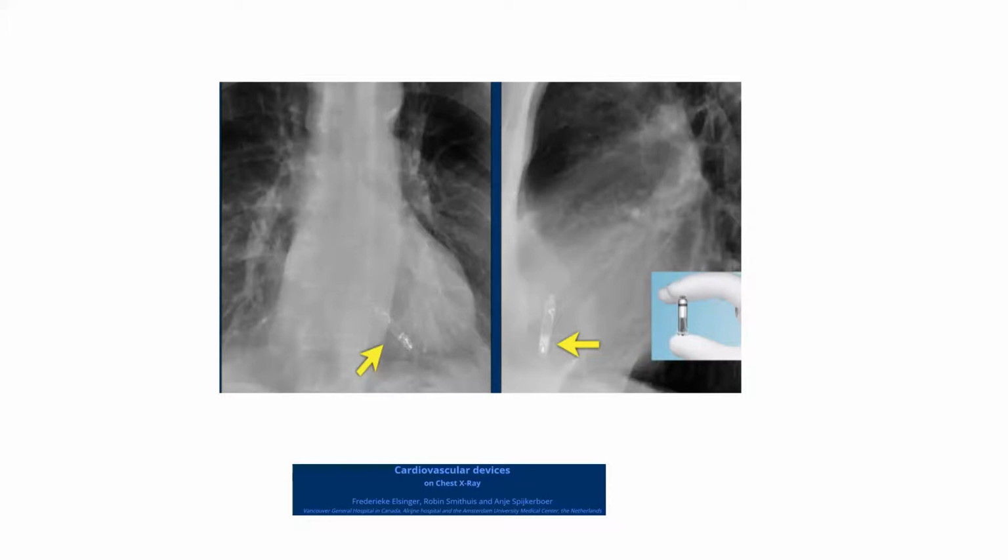The problem is, it is only RV pacing. It's not dual pacing. It's only RV pacing. Okay? But in a pacemaker, you look for dual pacing, because dual pacing is more physiological than single chamber pacing. Okay, so this is one thing.